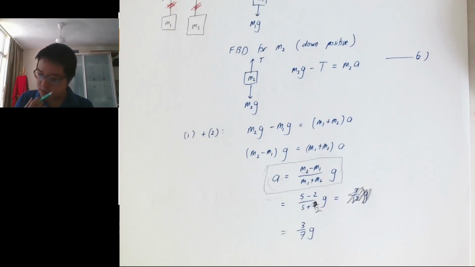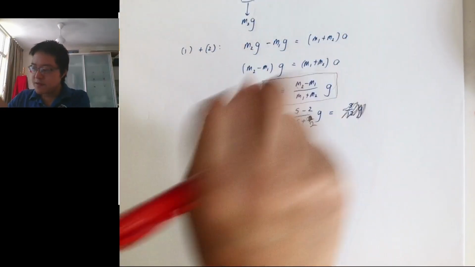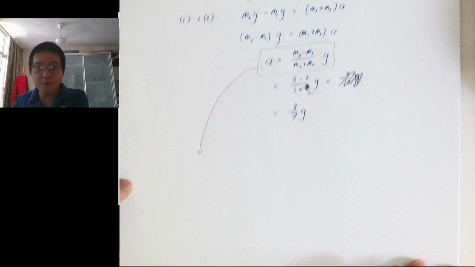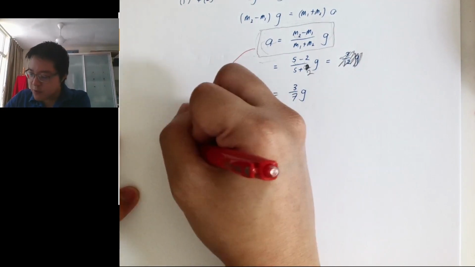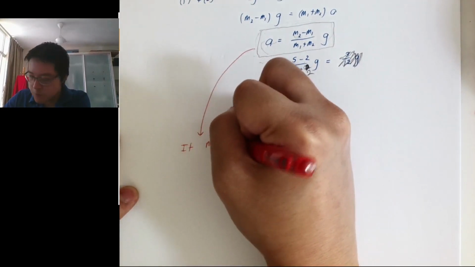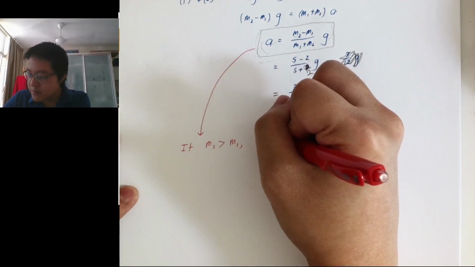Should I write this out? Okay, let me write this out. For a general case, I'm just writing out what I just said. If m2 is greater than m1, just to clarify, a is positive.